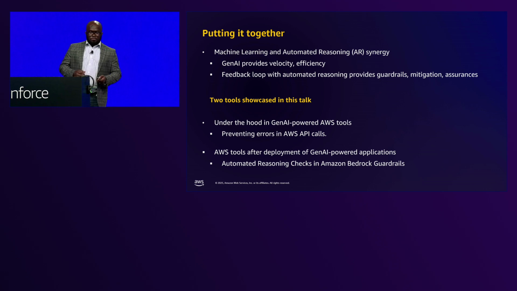So putting it together, there is a synergy between machine learning and automated reasoning, like my colleague mentioned, because GenAI provides you with creativity, velocity, and efficiency. And when you have this feedback loop with automated reasoning, you have mitigation, assurances for the systems you're building, and guardrails. Under the hood, we've shown some of the GenAI powered AWS tools. My colleague talked about how you can prevent errors in AWS API calls with the example using Q. And I've shown that even after you deploy your GenAI powered application, you can use automated reasoning checks in Amazon Bedrock Guardrails as a configurable safeguard to provide deterministic guarantees and build verifiable applications for your GenAI.